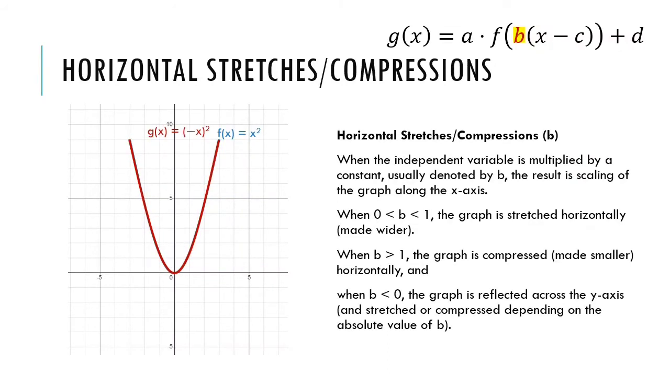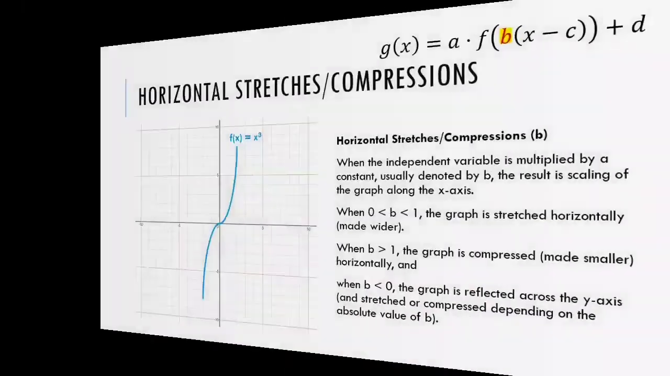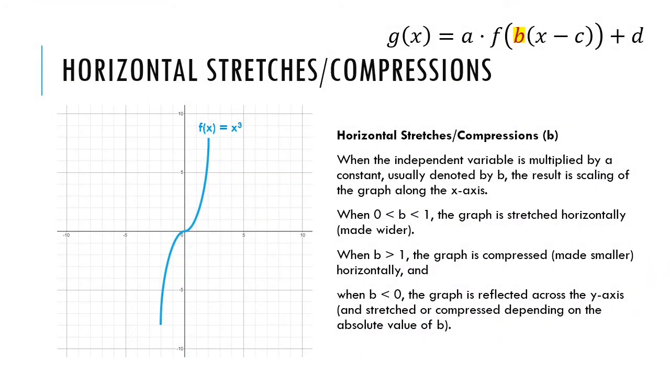Now what the negative does is it flips it. It's a little bit difficult to see with the quadratic graph, so we're going to take another look at this on the cubic graph. Now x cubed, this is our parent function. If I do a negative x cubed, it flips it horizontally.